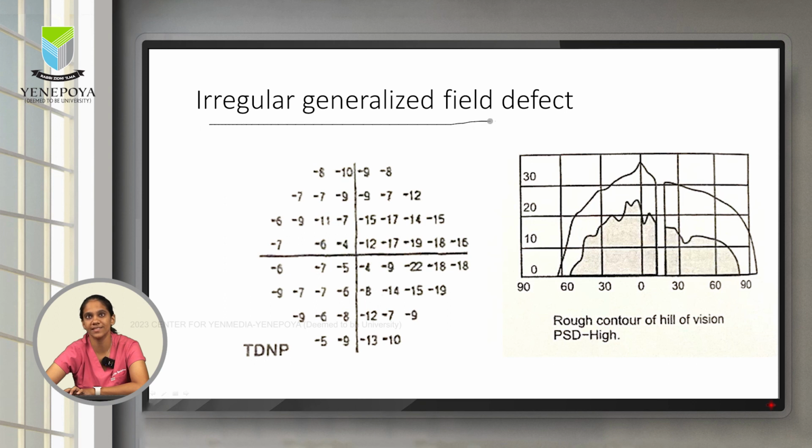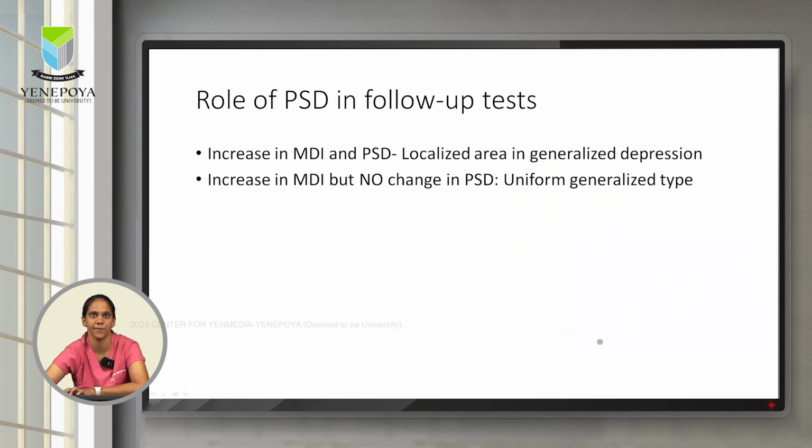In an irregular generalized field effect, PSD will again be high. There is both a fall in height and a change in contour. Okay, I hope this makes sense to you. Every value is different, everything is all over the graph, right? So there PSD is high.